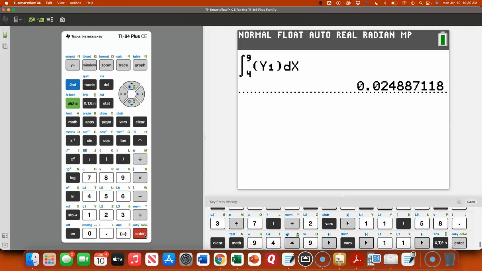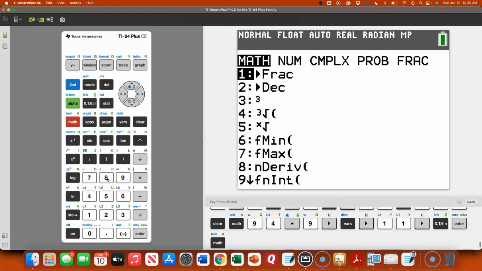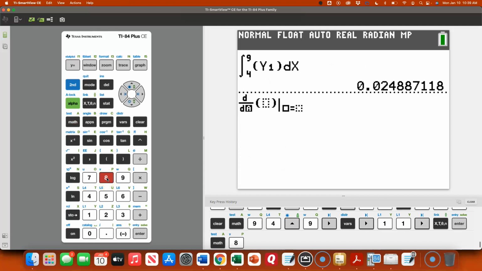Math 9 and Math 8. I showed you briefly Math 8 one time, but we didn't really use it. If you do Math 8, that's the way to evaluate a derivative at a value. It doesn't actually find the derivative, but it finds the value of a derivative at a given value.